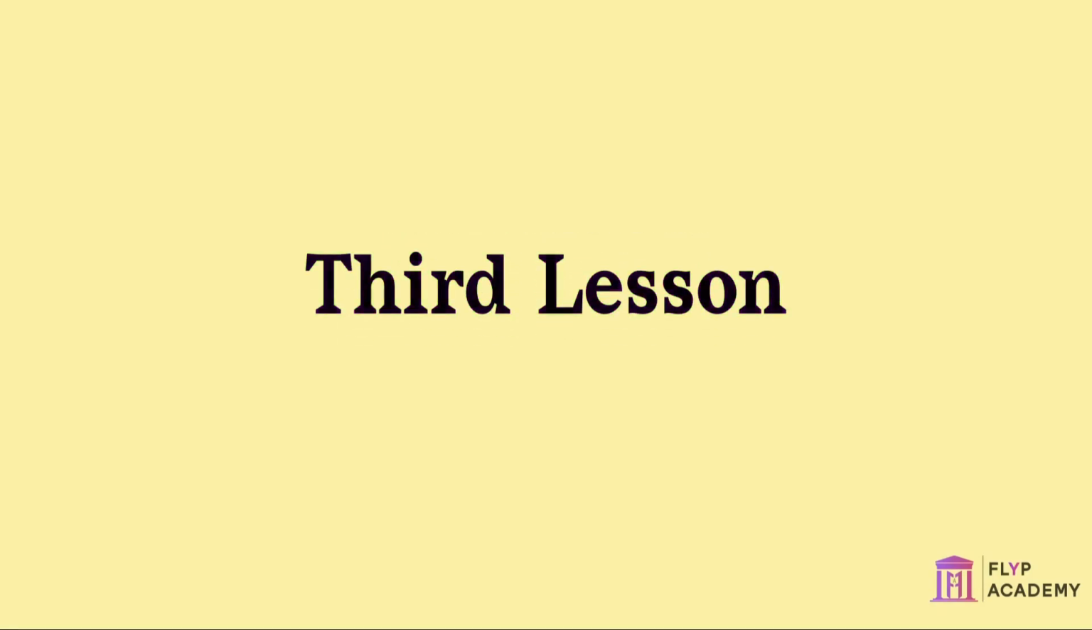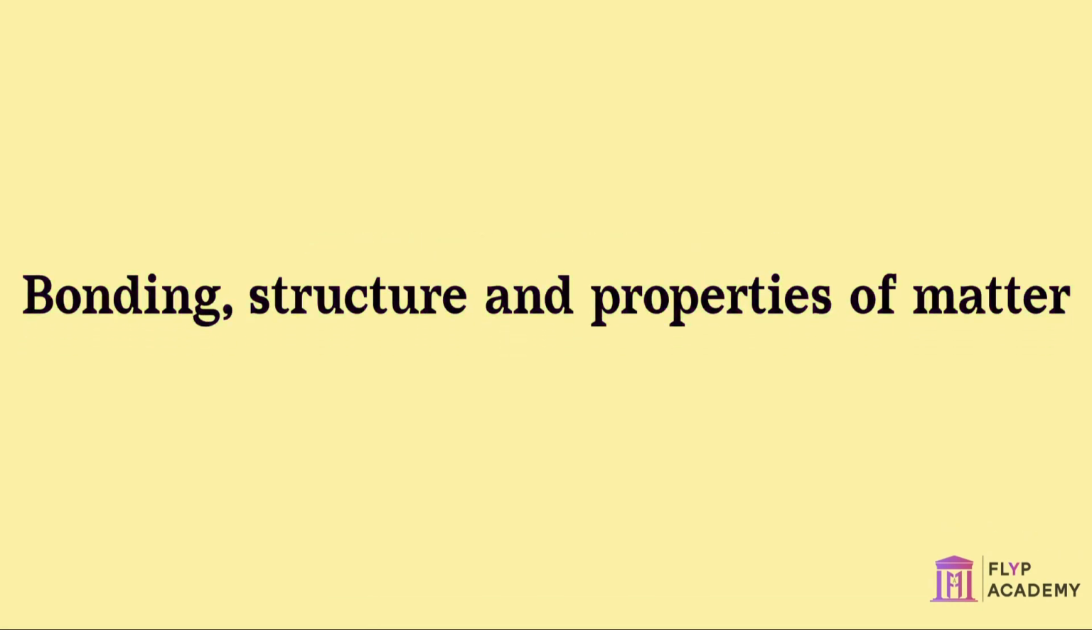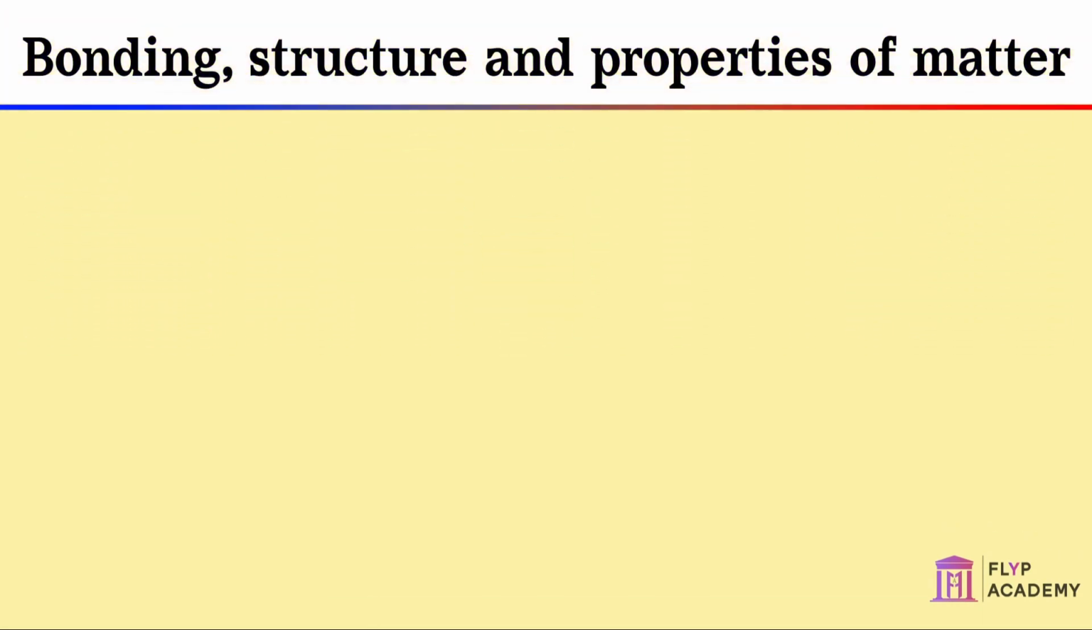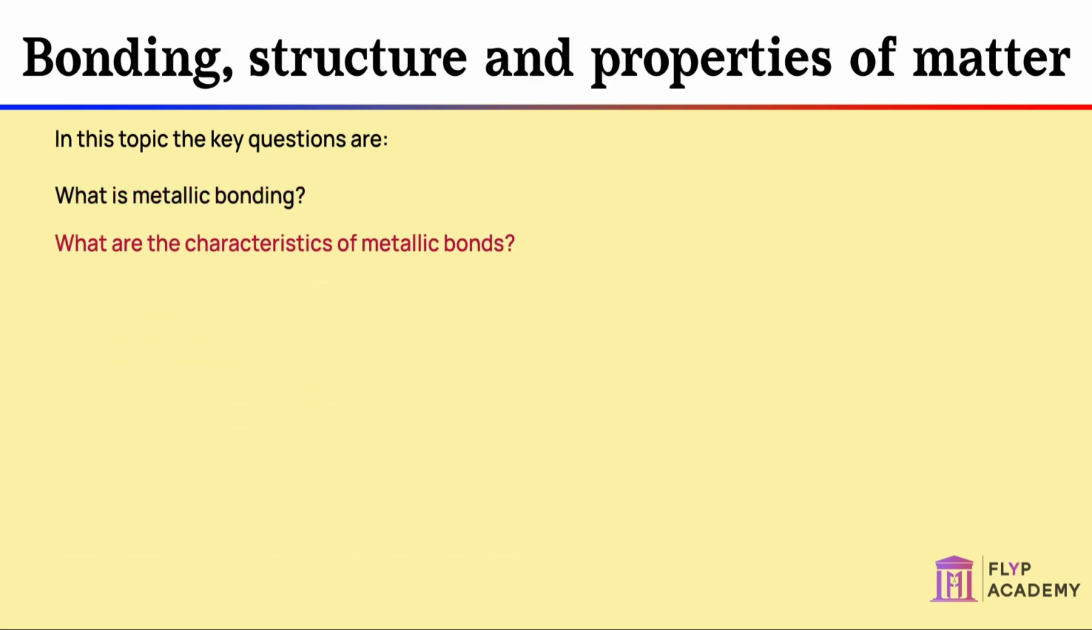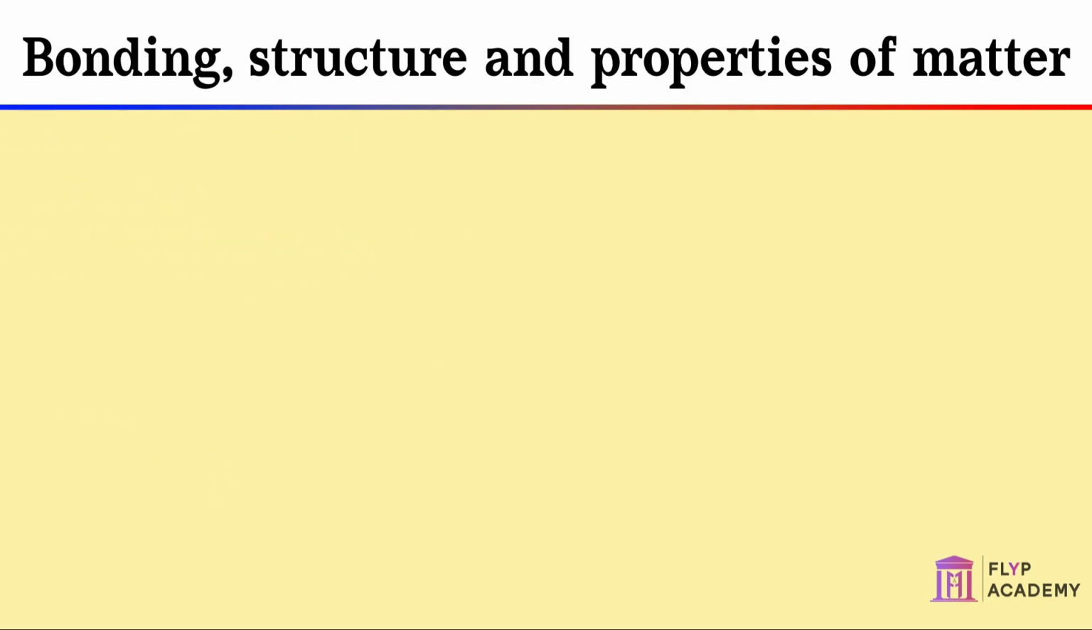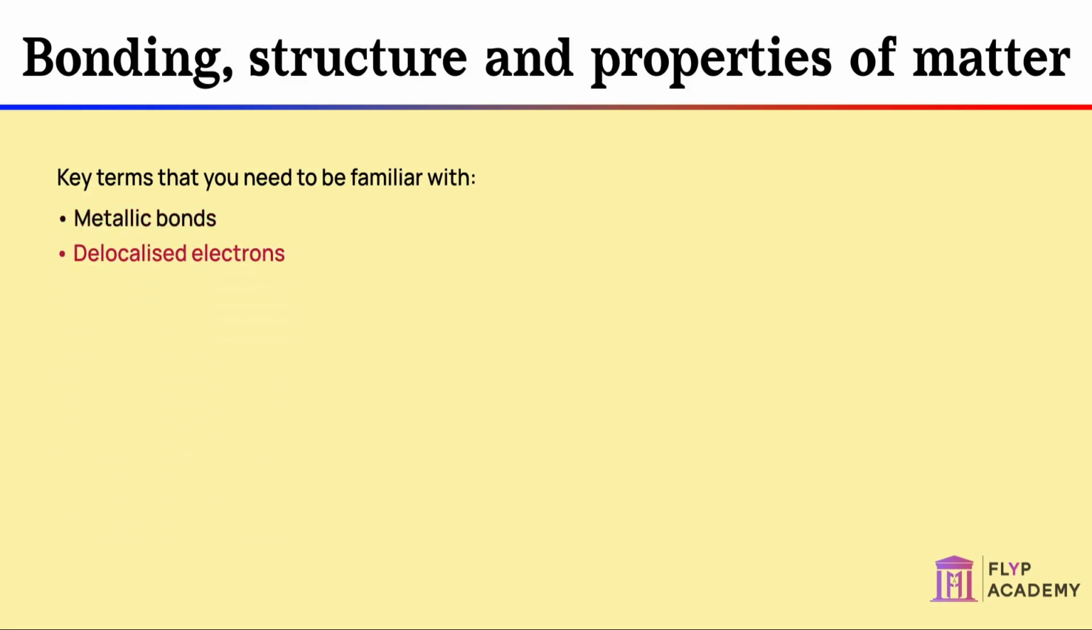Welcome to the third lesson of the Bonding, Structure and Properties of Matter topic. In this topic, the key questions are: 1. What is metallic bonding? 2. What are the characteristics of metallic bonds? Key terms that you need to be familiar with: metallic bonds, delocalized electrons.